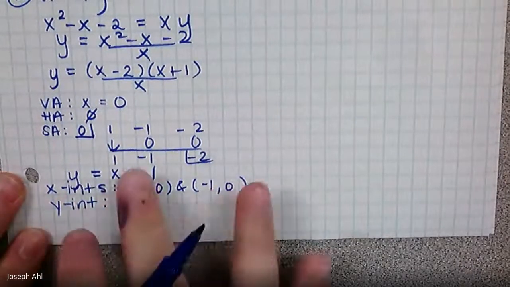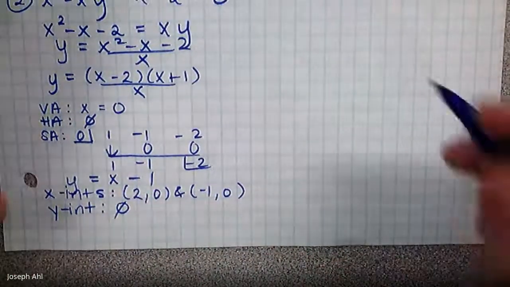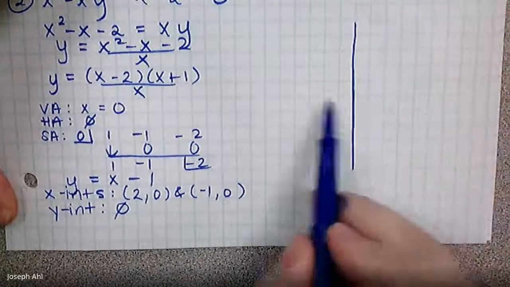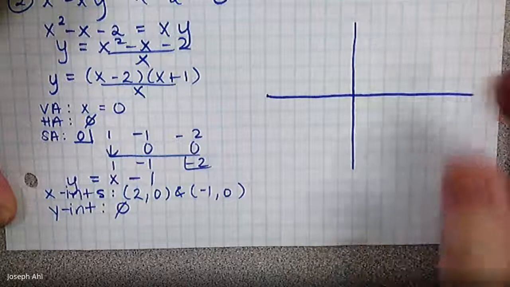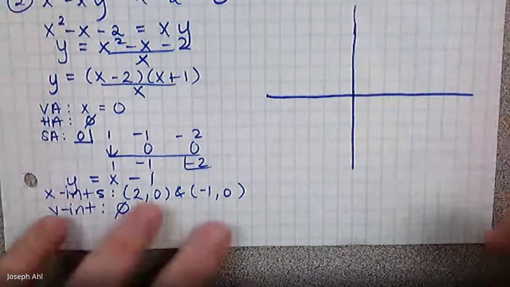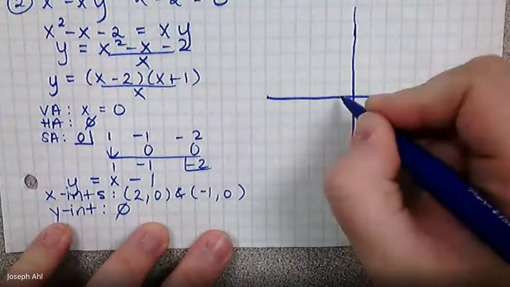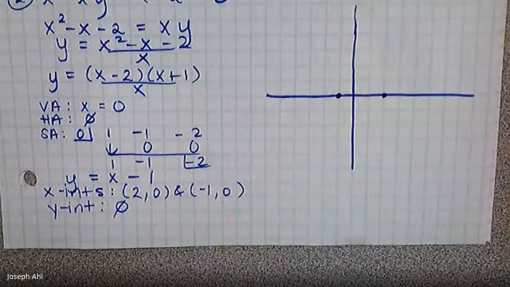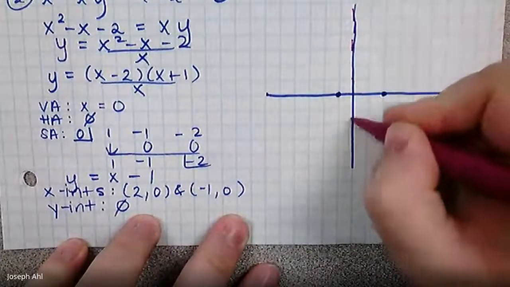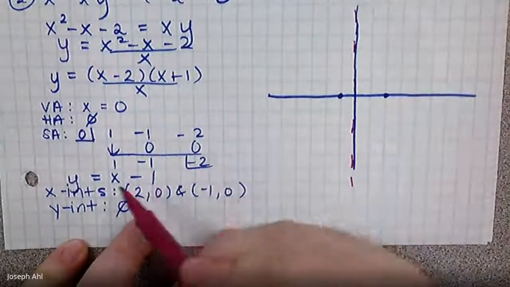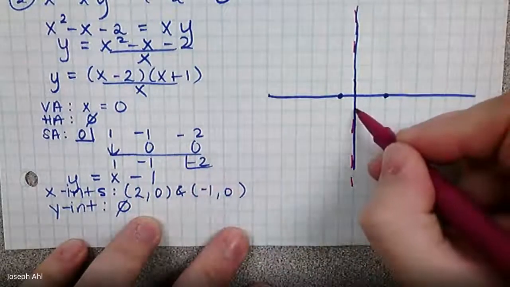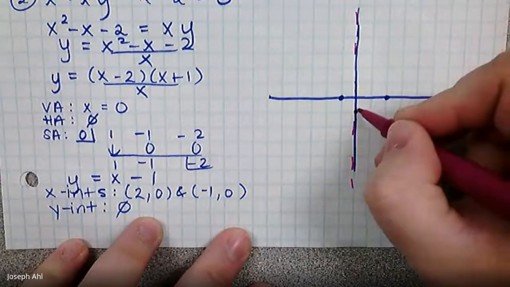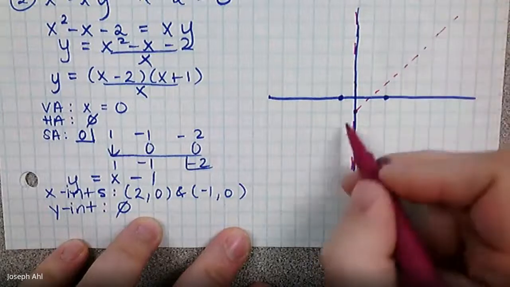All right, we did that kind of quickly there, but at the end of the day, we can do our partitioning to figure out what this graph is going to look like. Okay, so we had x-intercepts at +2 and -1. We have a vertical asymptote right on top of the y-axis at x equals 0. So we'll include that. And then y equals x minus 1, that's the slant asymptote. So we want to make sure we start at -1 on the y-axis and then use a slope of +1 to get a line that looks something like that.